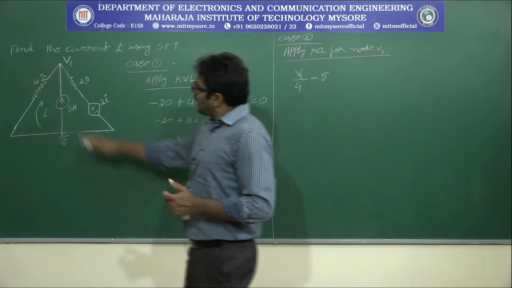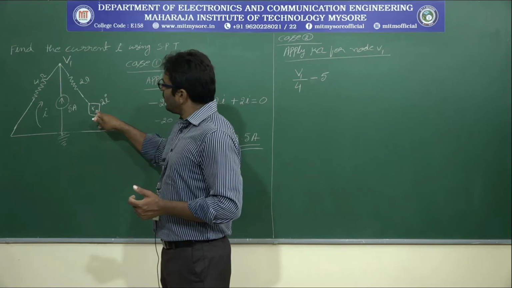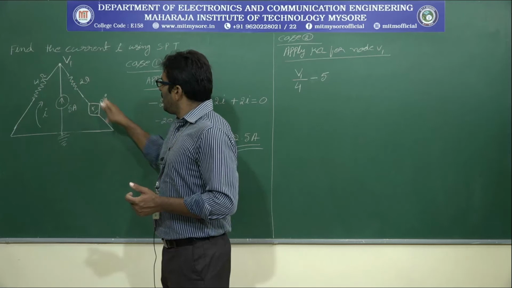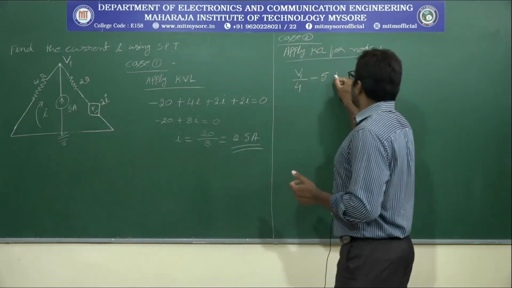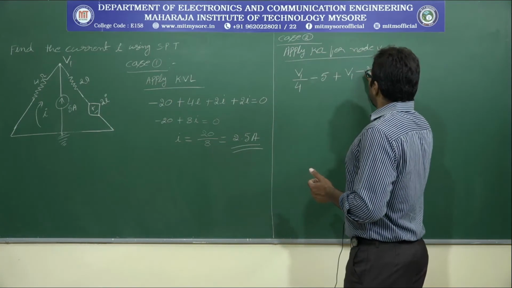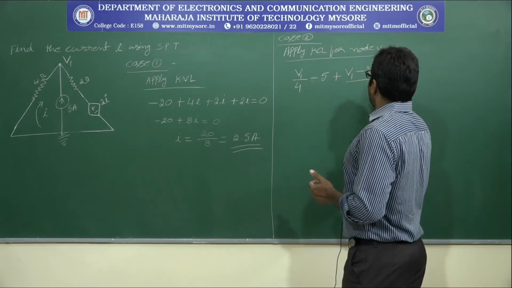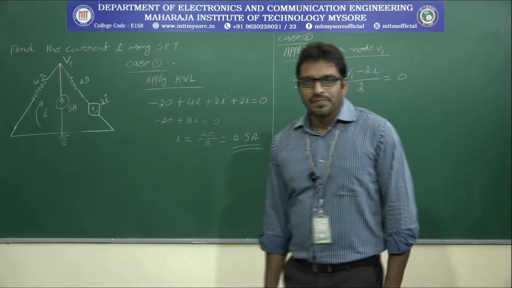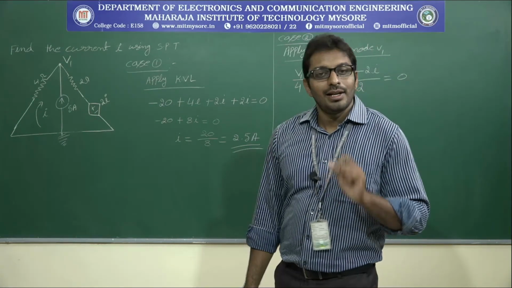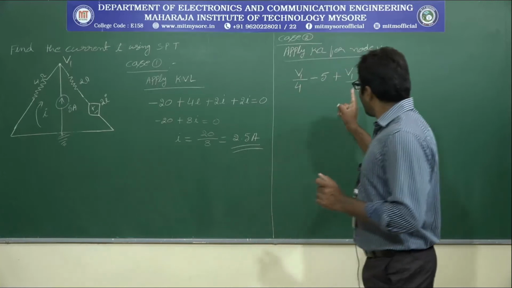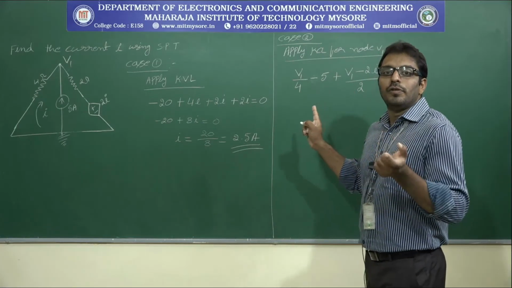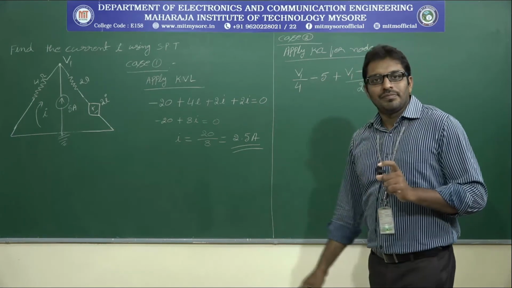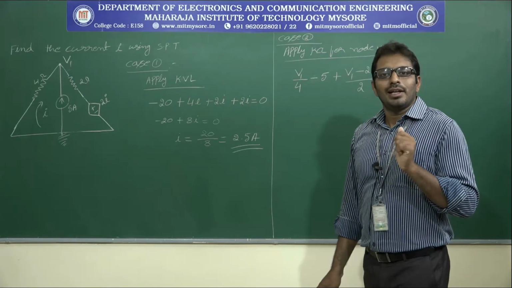Now what is the current in this branch? According to this polarity, it drives current upwards. Therefore, plus V1 minus 2I divided by the resistance value, which is 2, is equal to 0. Okay. Now what do we have to calculate? I, right? But we have only one equation with two variables. What are the variables? V1 and I. But we have to calculate I.